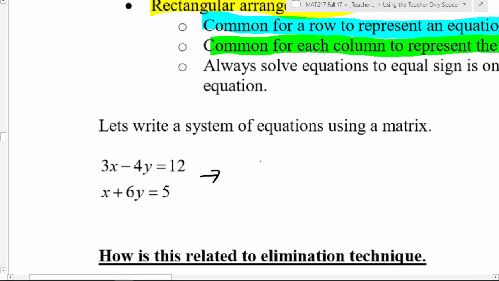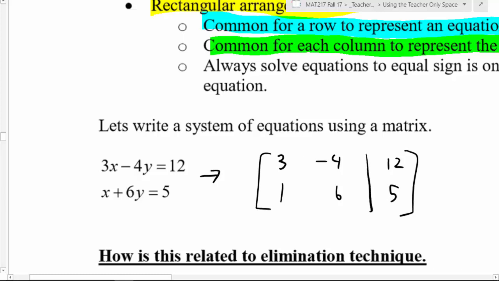The top equation will be my top row, and I'm going to write just the coefficients: 3, -4, 12. The bottom row, what is the coefficient on the x? 1. The coefficient on the y? 6. The coefficient on the z, or the equal sign? 5. Now, for the reader to know that these aren't all variables, x, y, z, and that there's an equal sign, we put a little bar here, and that's what makes it an augmented matrix. The other key thing is you must have these brackets. If you don't have the brackets, I don't know where one matrix starts and the next one ends. You must put the brackets.